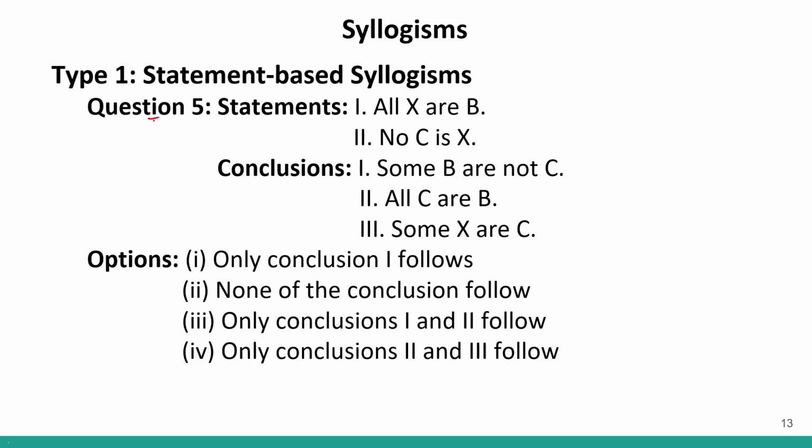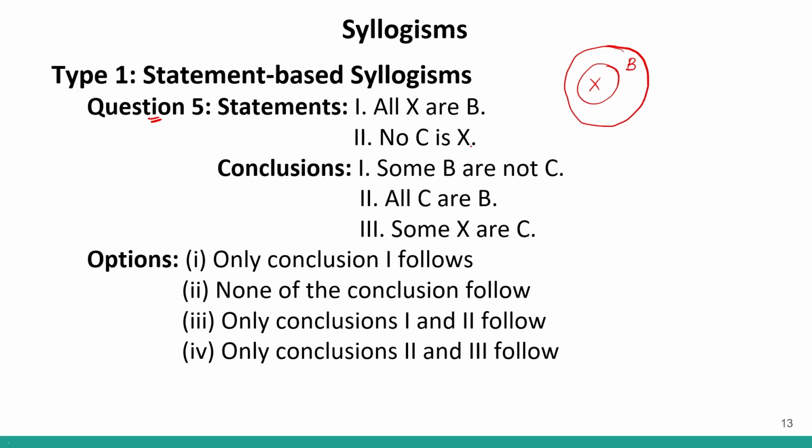Moving on to question number 5. Two statements, three conclusions. We have to tell which conclusions follow. So let us start. Statement 1 says all X are B. So I can represent it like this. This is X. All X are B. Correct? Then no C is X.